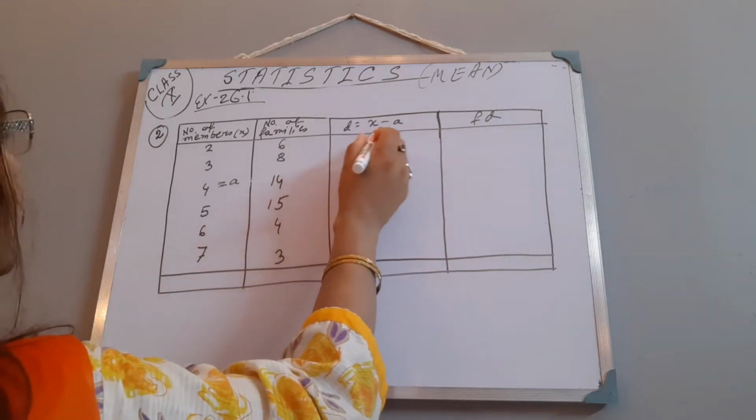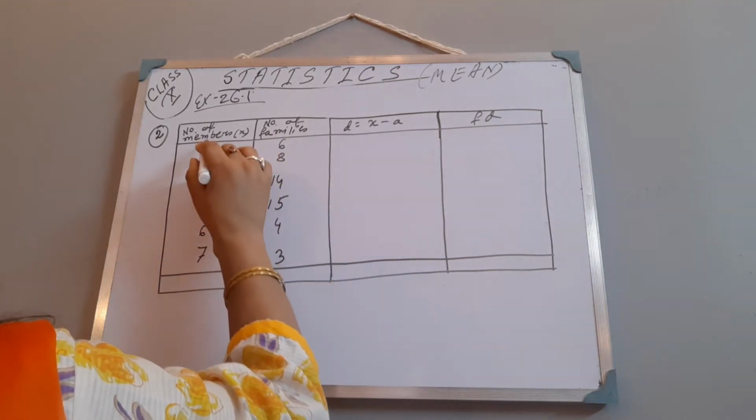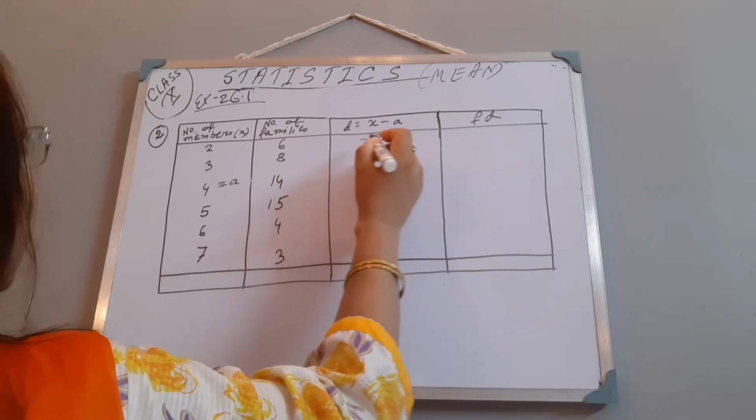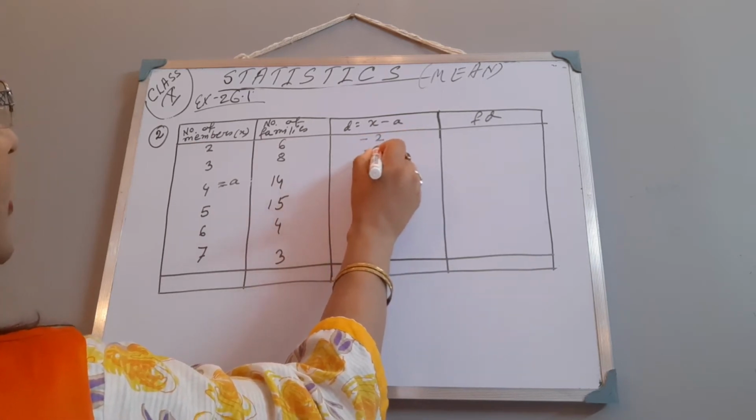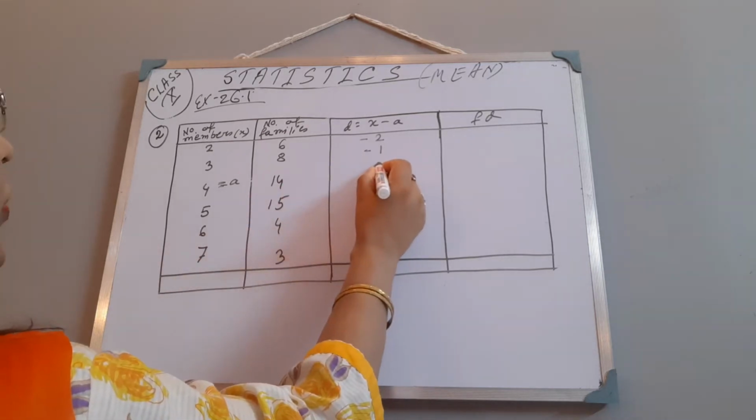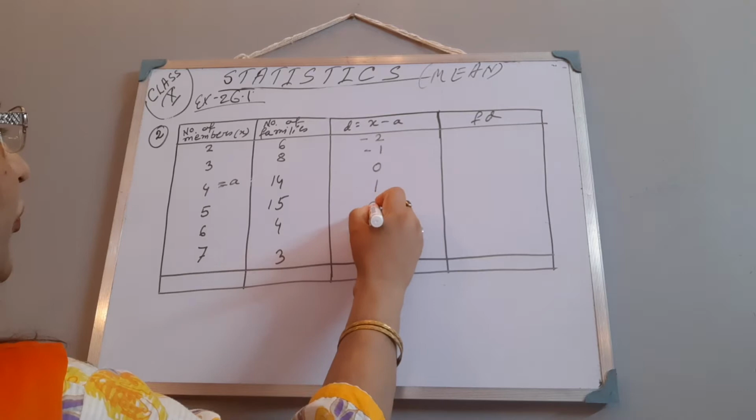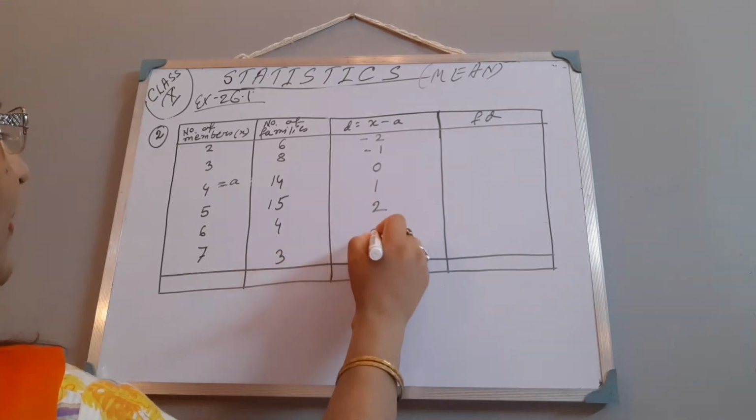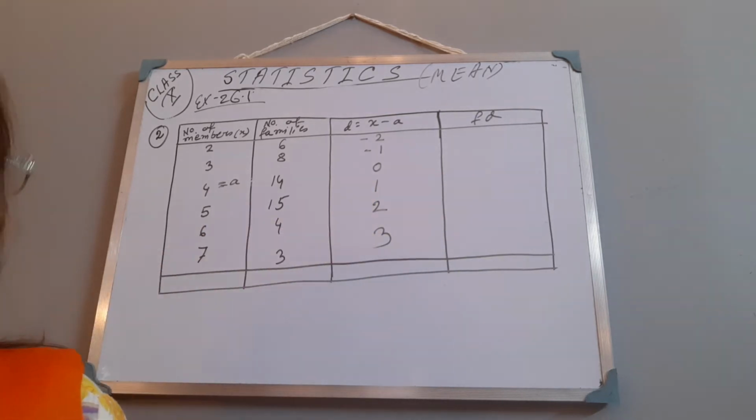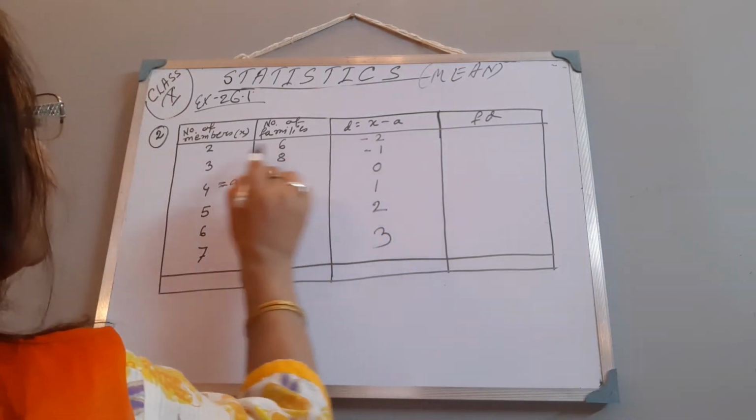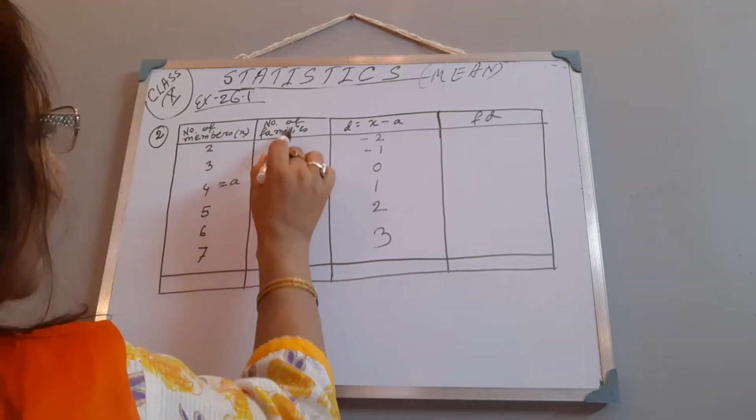Now D is equal to X minus A. That means 2 minus 4, which gives us minus 2. 3 minus 4, which gives us minus 1. 4 minus 4, it will be 0. 5 minus 4, it will be 1. 6 minus 4, it will be 2. 7 minus 4, it will be 3. Got it? Next, FD.